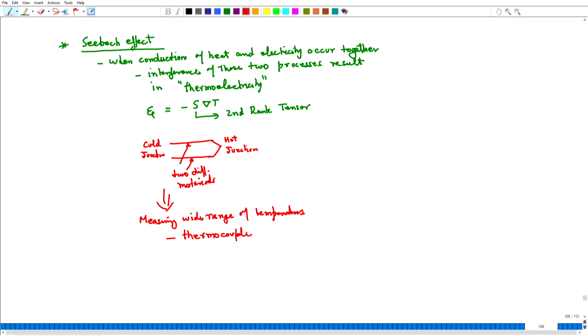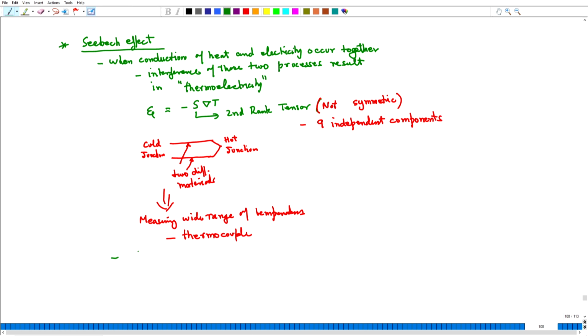One thing to note about this second rank tensor is that this is one example of a tensor which is not symmetric. So, this is a tensor which is not symmetric, and therefore, this will have 9 independent components.